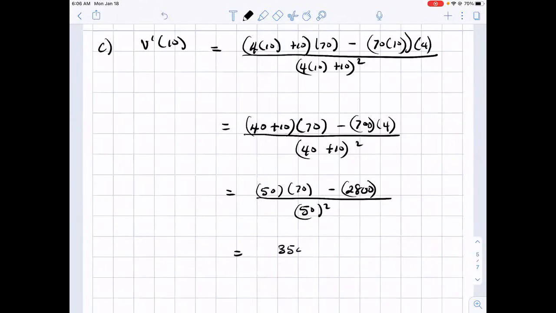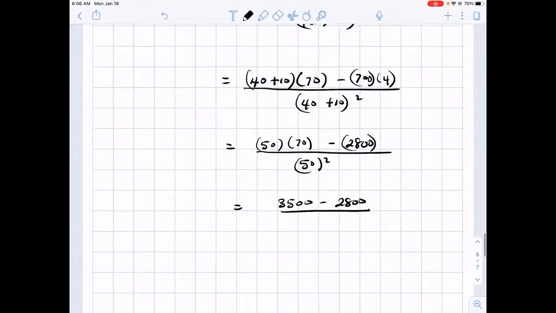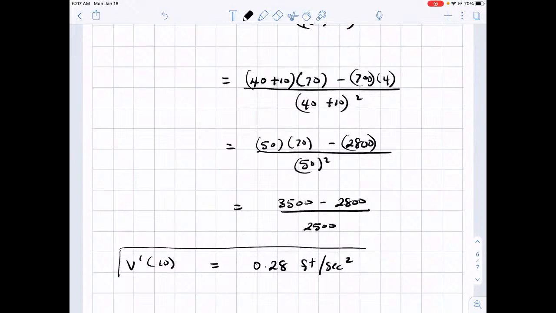Then we have 3500 minus 2800 over 2500. So v prime of 10, if you round this to two decimal places, will be 0.28 feet per second squared. So this will be your result for the third part.